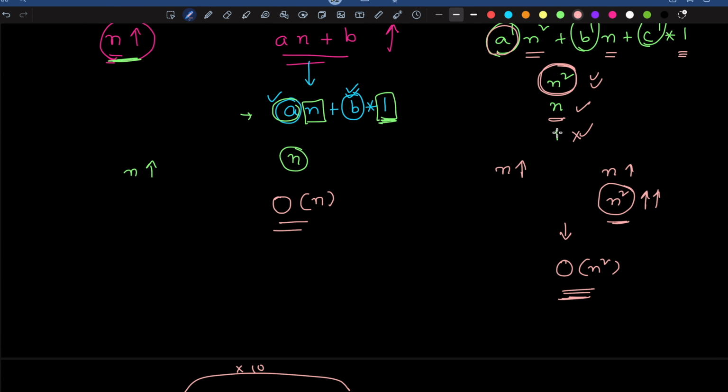So this is the most often used notation in the whole of practical algorithms, and I will define it mathematically in the next video. The notation here is the big O notation.